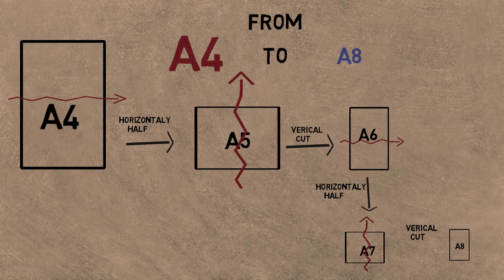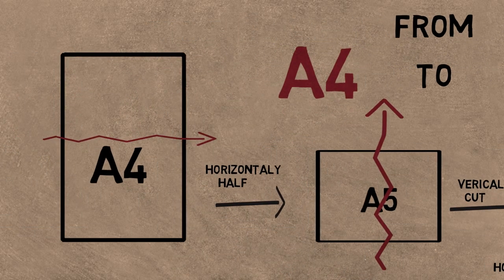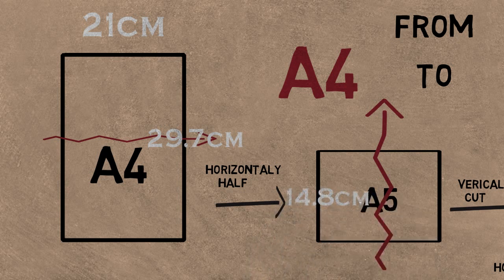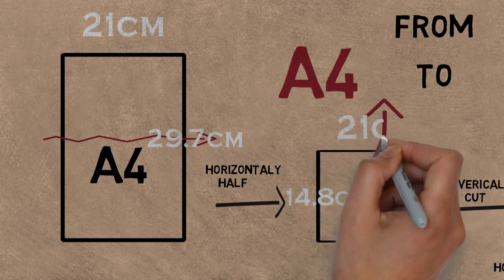Now let's make a numerical approach. First, when we move from A4 paper to A5 paper, we cut it horizontally. So there is a decrease in length. So we divide the length by 2 in order to get the length of A5 paper. And you can see that the width remains the same. So it is as it is.